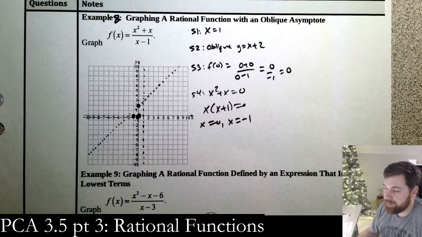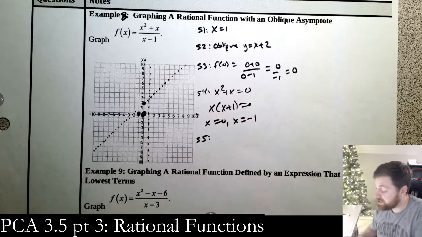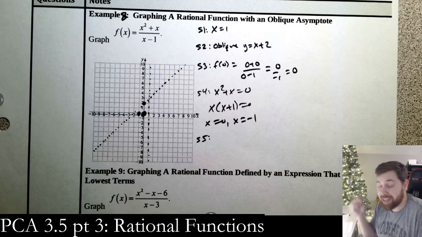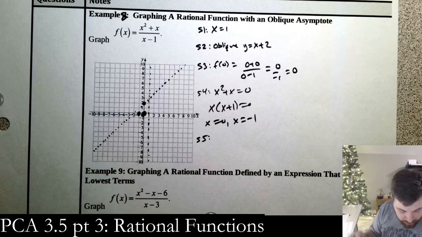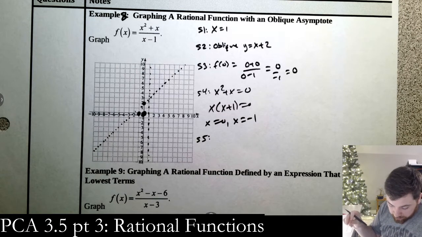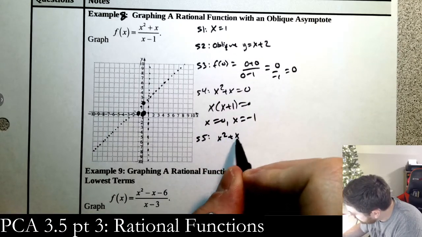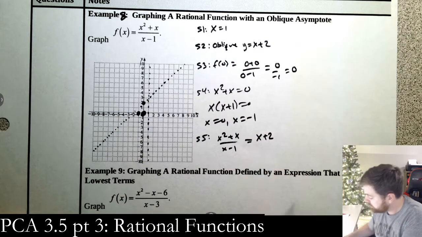Okay, so step 5, now we're going to see if it actually crosses our non-vertical asymptote, right? Because it can't cross the vertical one. So you take your function and you set it equal to your non-vertical one. So in this case, we set our function x squared plus x over x minus 1 equal to our oblique asymptote, which is x plus 2.